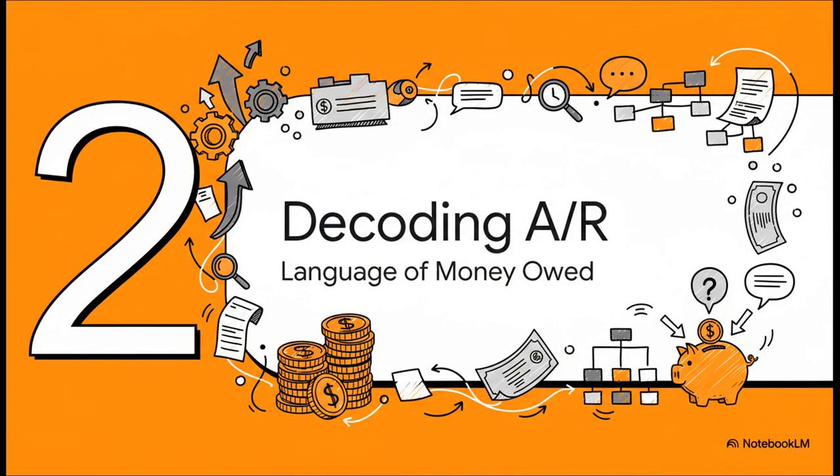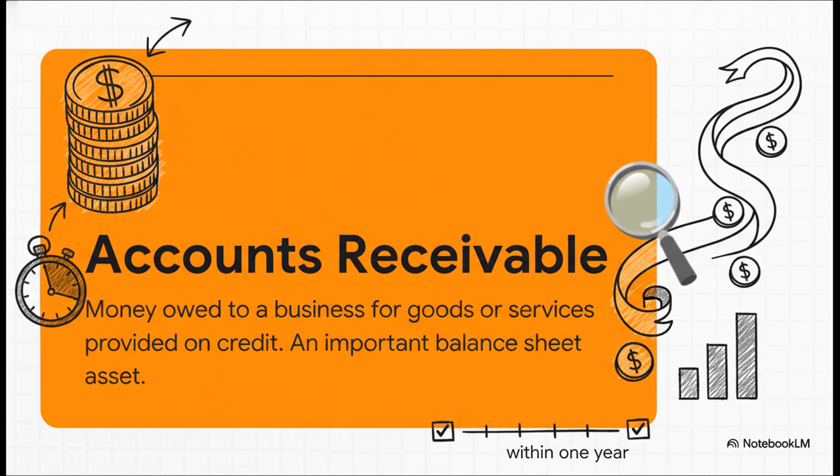Okay, so now that we understand the why, let's get really precise with the what. This brings us to our second section, decoding accounts receivable. As future managers, future executives, you have to master this vocabulary. It's non-negotiable. We're about to learn the official language for money owed to a business. So let's get the formal definition down. Accounts receivable, you'll see it abbreviated as A/R, is simply the money owed to a business for goods or services that have been delivered or used but not yet paid for.